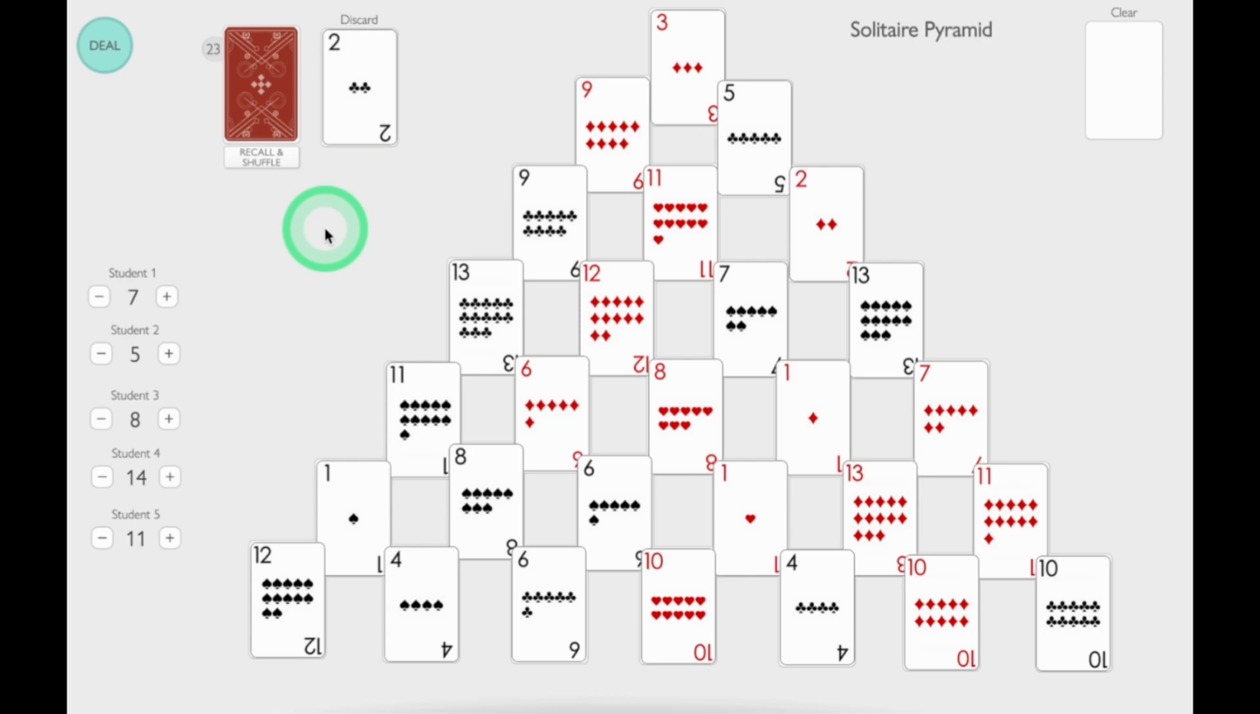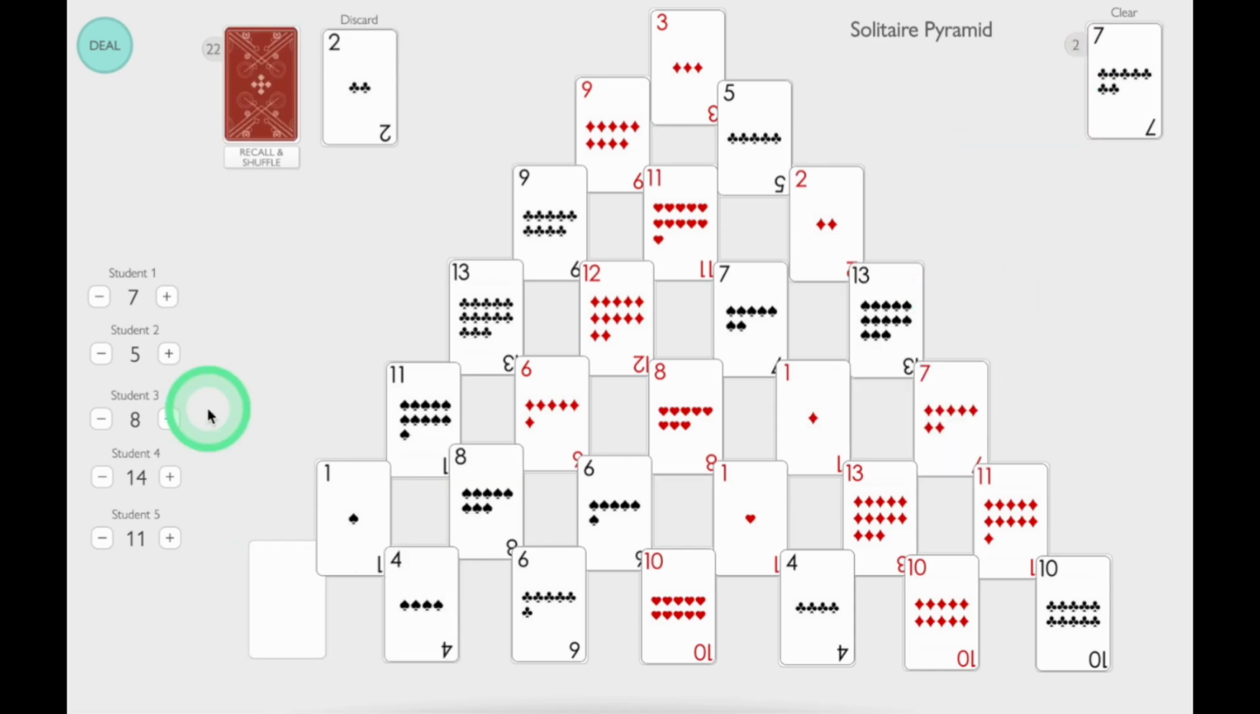Next, student 2's target number here is 5. Similar to student 1, the exposed cards cannot be used to create the target number, and thus student 2 must draw a card from the deck. Student 2 draws a 7, which can be used with the 12 to make 5 by doing 12 minus 7. They will then move the 12 and the 7 to the clear pile.